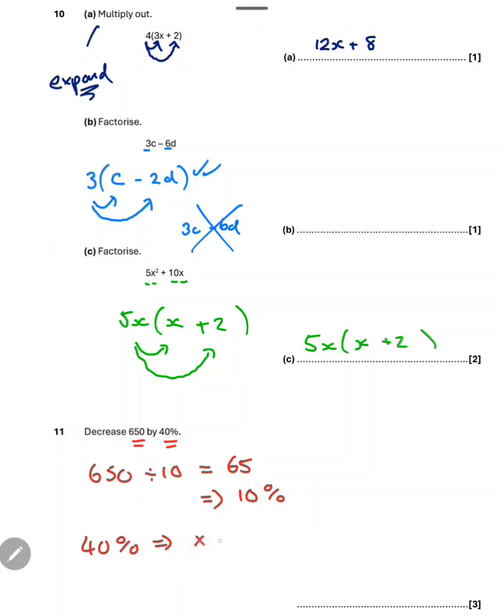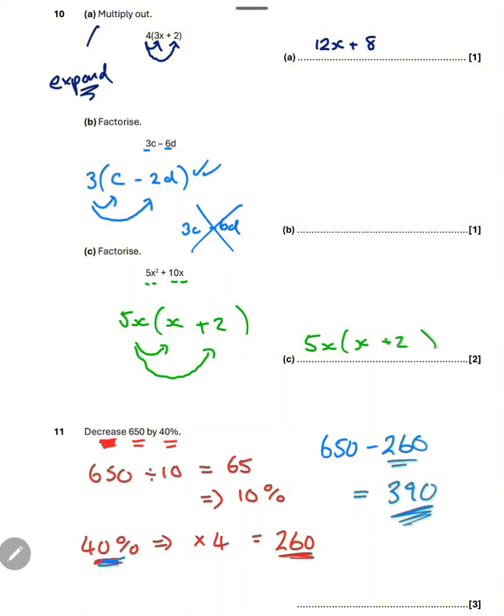I can then say 40%. All I'm going to do is hit times 4 on my calculator. So 65 times 4 is 260. Now be careful, 40% is 260, and this is a decrease, or a come down by 40%. So I need to start with my 650 and take away the 260. I'm not just finding 40%, I'm decreasing by 40%. And if I bash that into a calculator, I get 390.